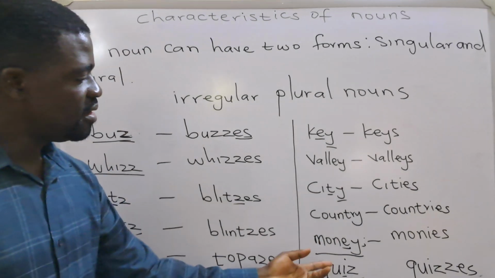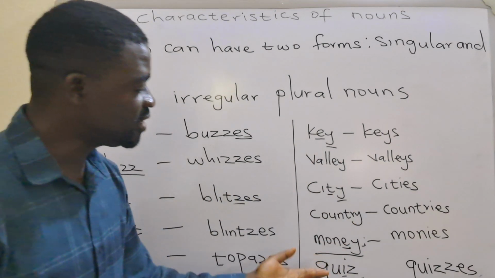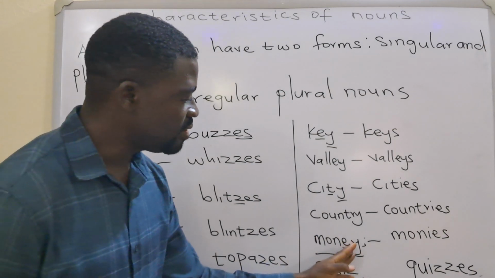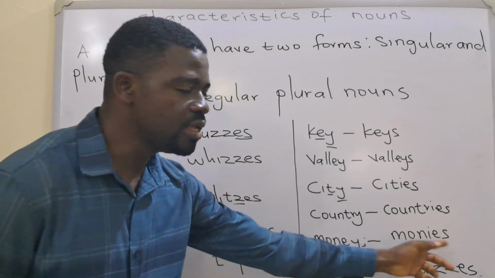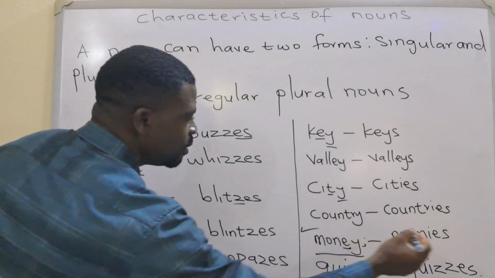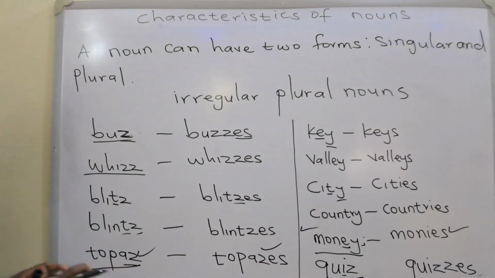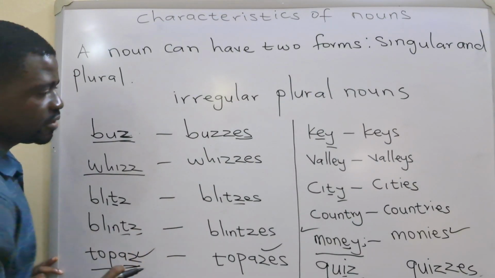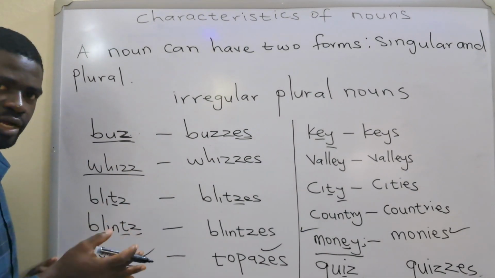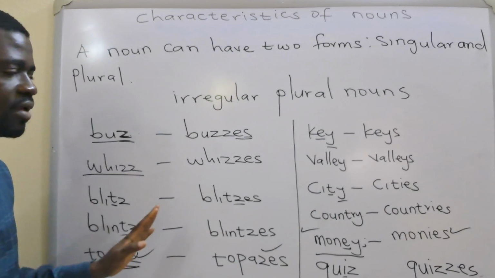In that case, your money will not follow this pattern here. You will simply take away the E, make it I, and then the Y will go away. You will add your ES to form the plural. So, money, monies, topaz, topazes. These nouns don't follow the rules that you already know about how to form plurals of nouns. So take note of this. I believe this makes sense.